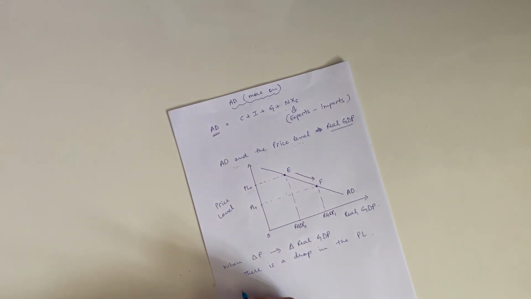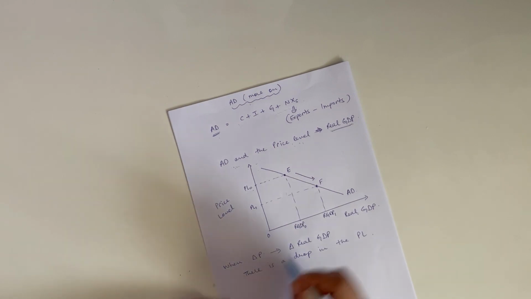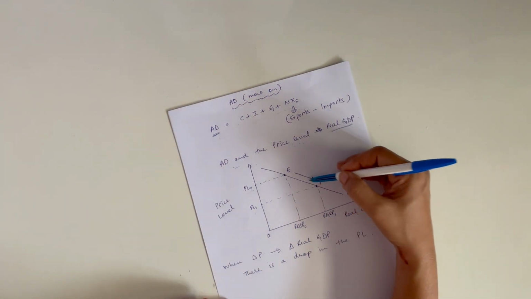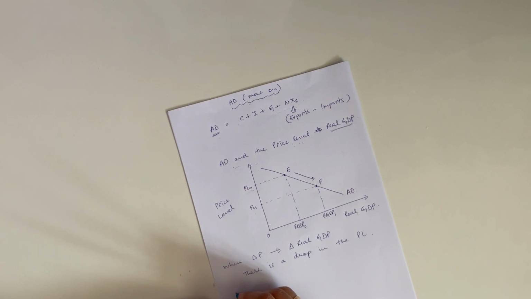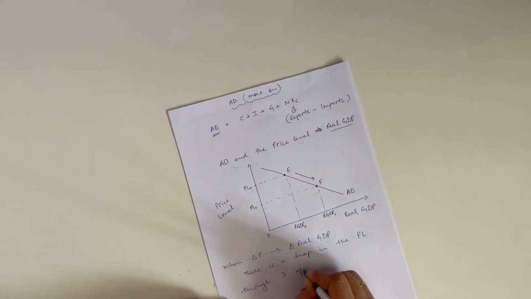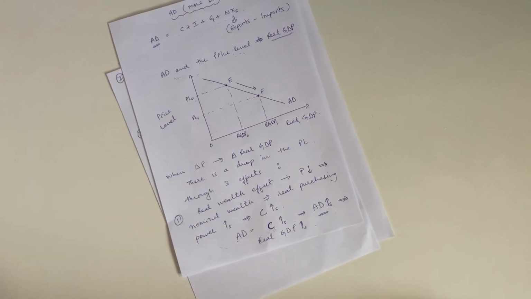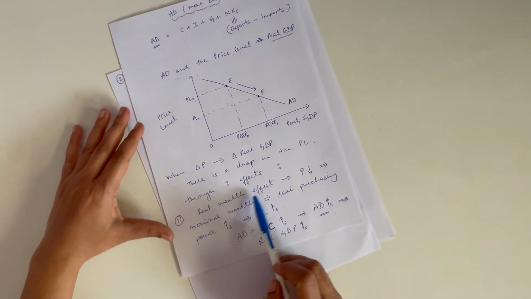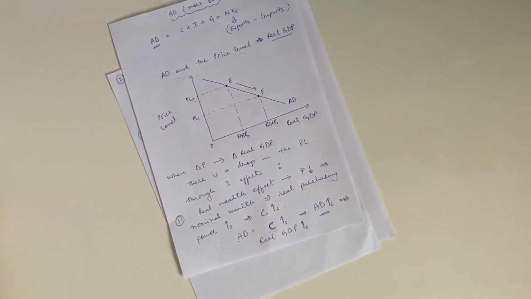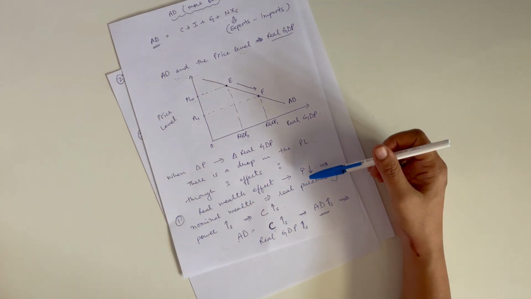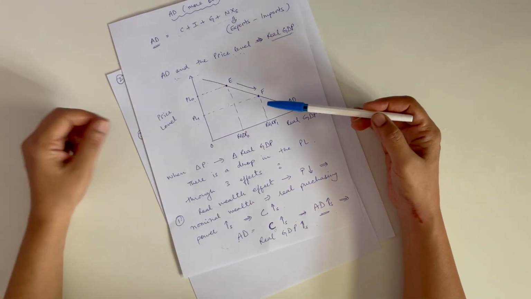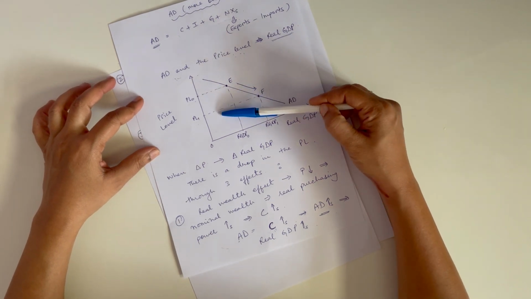All right, so for this, what we have to understand is that this movement along the aggregate demand can be caused through three effects, okay? It can be due to these three effects. So the first is the real wealth effect, right? So what is the real wealth effect? All right, let's say that there's a drop in the price. That's what I'm assuming, right? So there's a drop in the price.